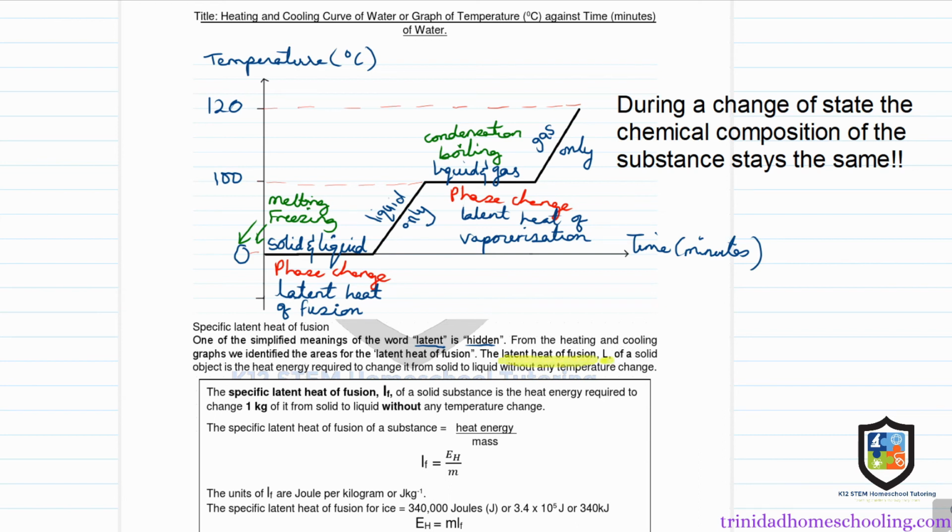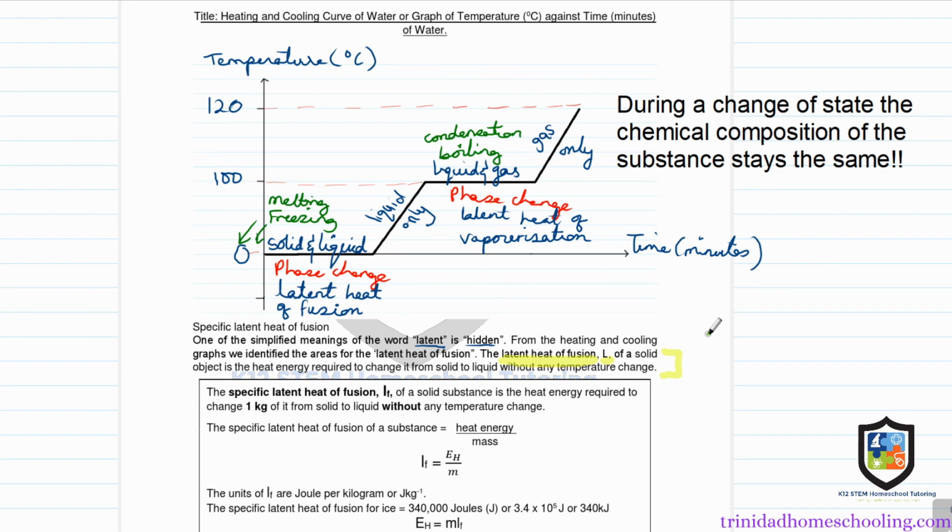And we use a capital L as a symbol for latent heat of fusion. And that latent heat of fusion for a solid is the heat energy required to change it from a solid to a liquid without any temperature change. So the heat absorbed to cause the solid to melt to the liquid is called the latent heat of fusion. So this here is the general definition of what the latent heat of fusion is.